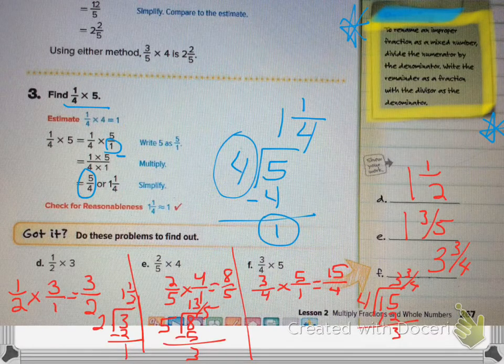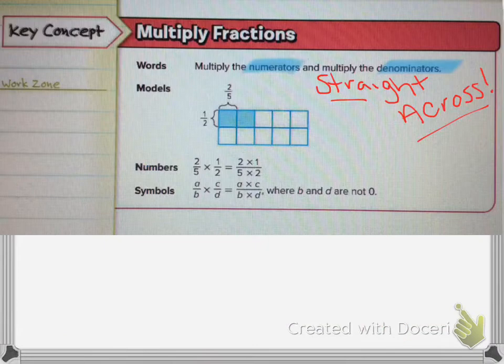Welcome back. Here you'll find my answers and my work for D, E, and F. Letter D, I got 1 1/2. Letter E, I got 1 3/5. And letter F, I got 3 3/4. Look at the work. If you didn't get the same answers, look and see what you did. Write down any questions you have, and you're going to bring those to your groups this week. Okay?